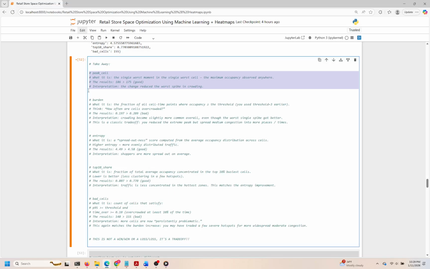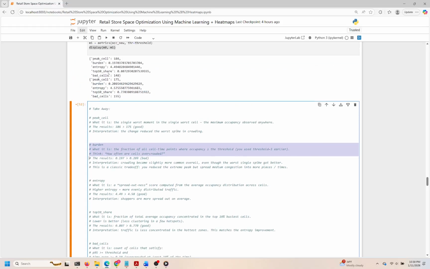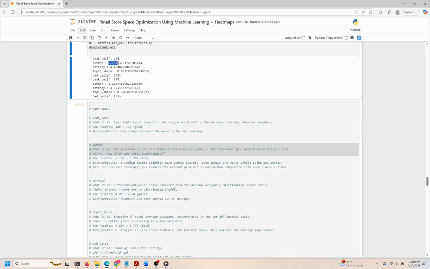Next is the burden, which gives us a sense of how frequently cells exceed a set threshold of occupancy. Despite the peak improvement, our burden metric shifted from 0.197 to 0.209, indicating that overcrowding has become slightly more common. This situation highlights the classic trade-off we've encountered. While we've mitigated the worst overcrowding moment, we've inadvertently allowed more medium levels of congestion to spread throughout the system.